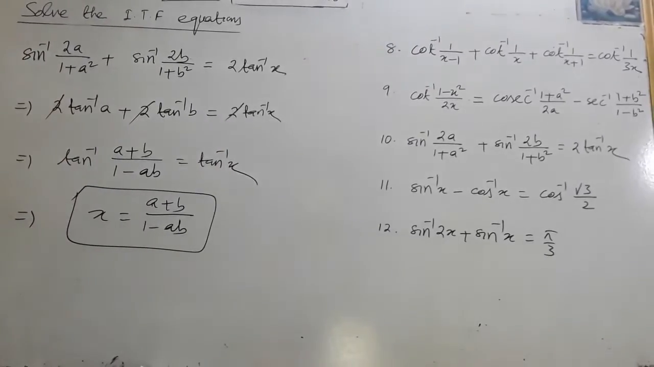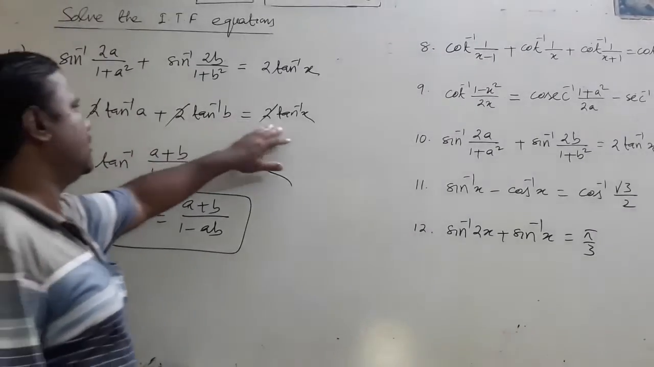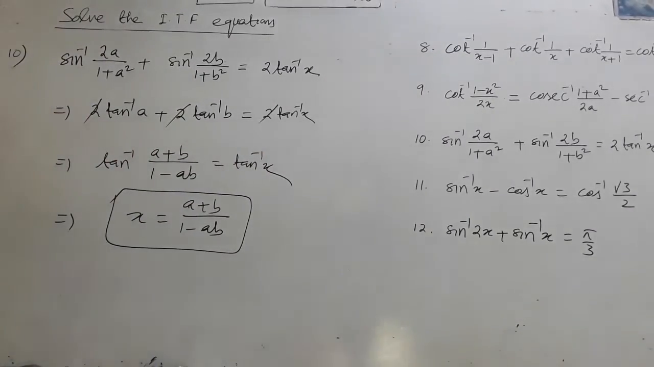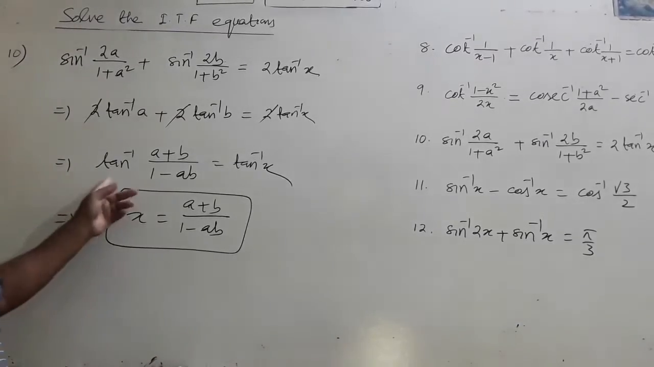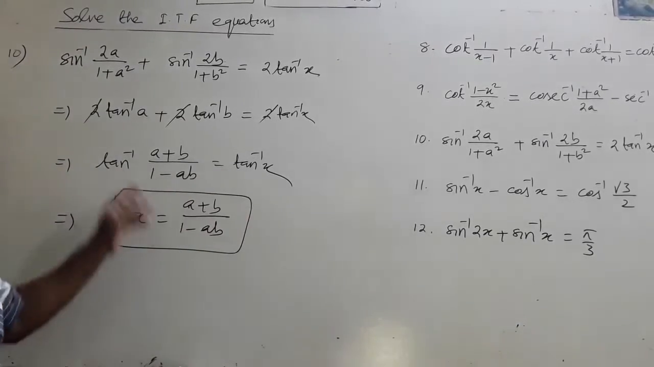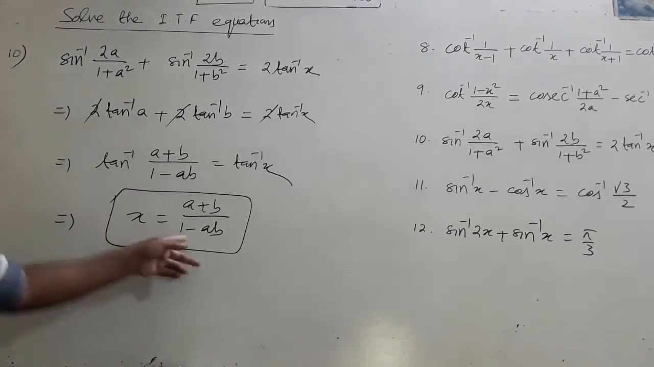Sin inverse 2a by 1 plus a square, it is 2 tan inverse a, and it is 2 tan inverse b, 2 tan inverse x. Cancel all 2 and apply tan inverse a plus tan inverse b formula. Then tan inverse x is equal to tan inverse of a plus b by 1 minus ab, and x is equal to this much. Okay.